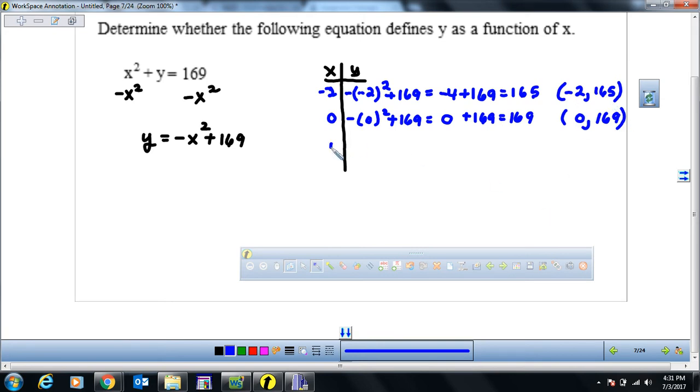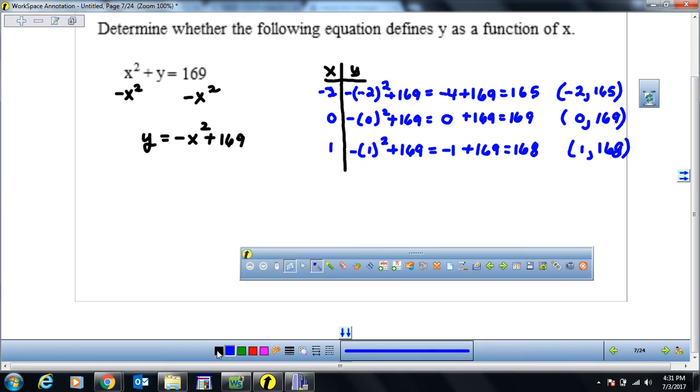Now let's try another one. What if x is 1? Negative 1 squared plus 169: 1 squared is 1, times a negative, it's going to give me negative 1, plus 169 is 168. So when x is equal to 1, y is 168. So what you're looking at right here is that no matter what value of x we pick, the value of y is going to be unique, meaning that for every value of x, there will be exactly one y.